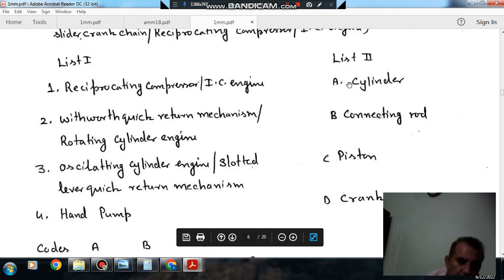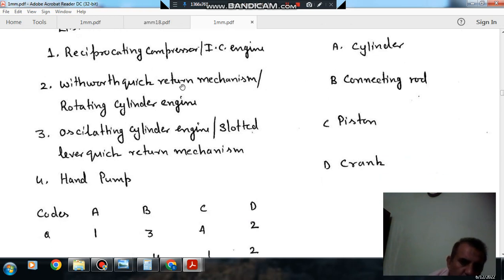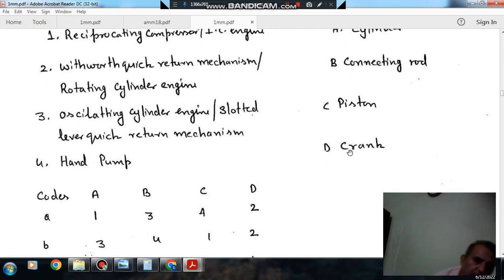So here in a reciprocating compressor or IC engine, the cylinder is the fixed link. So A corresponds to 1. The connecting rod is fixed in the oscillating cylinder engine or slotted lever mechanism, so B corresponds to 3. The piston is fixed in the hand pump, so C corresponds to 4.